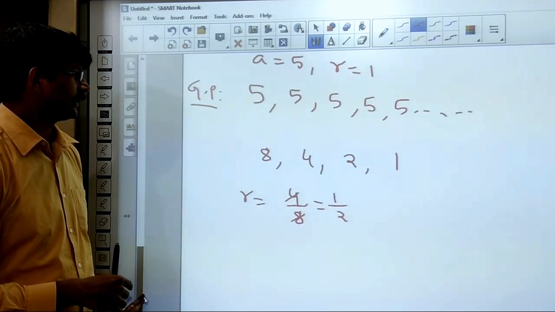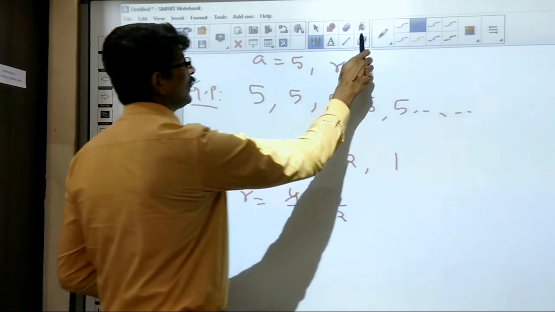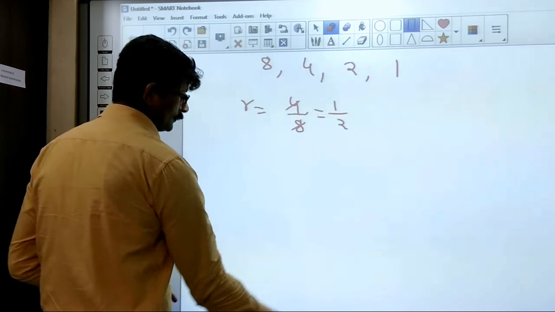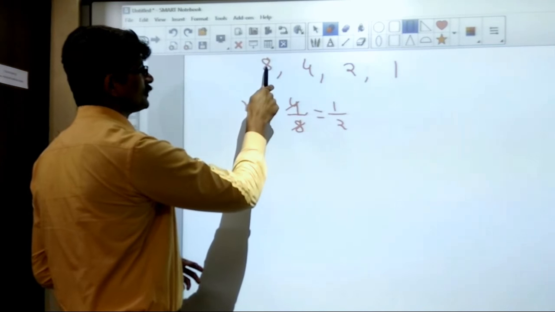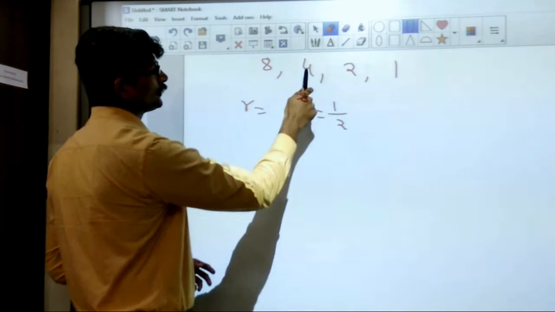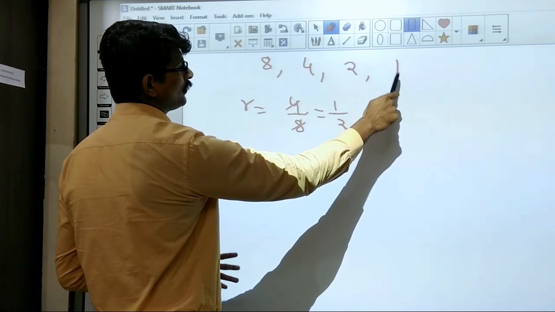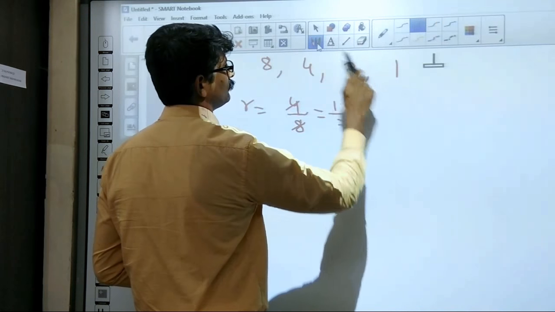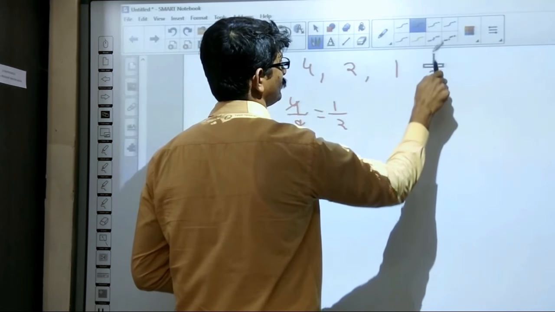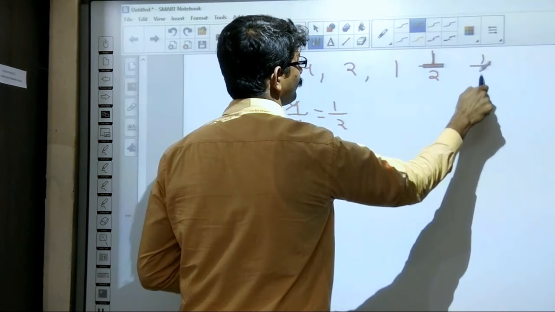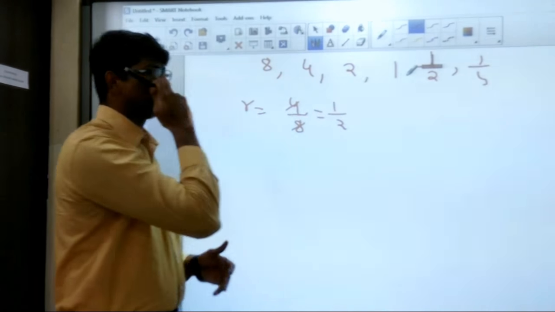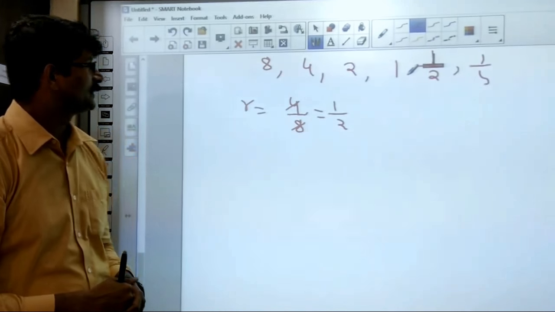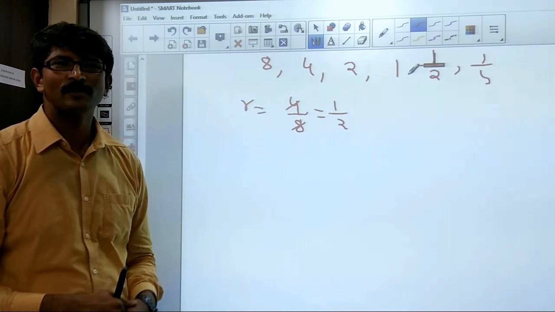I hope students you are getting this. So when the ratio is half, what is the formula? Suppose the first term is 8: 8 into half is 4, 4 into half is 2, 2 into half is 1, 1 into half is 1 by 2, 1 by 2 into half is 1 by 4. This is how we form the GP. I hope students you are understanding or liking it. Yes, so shall we start solving some sums?